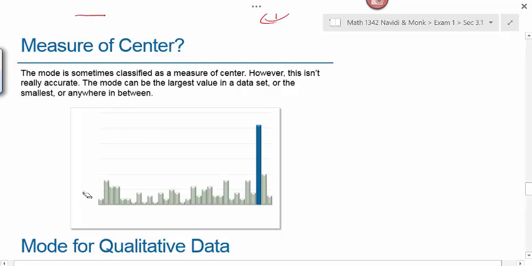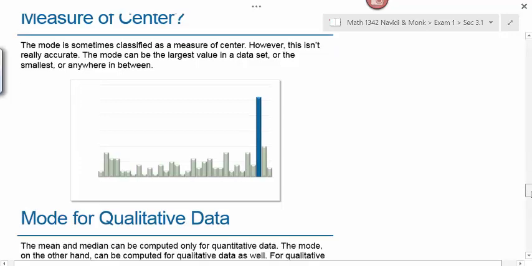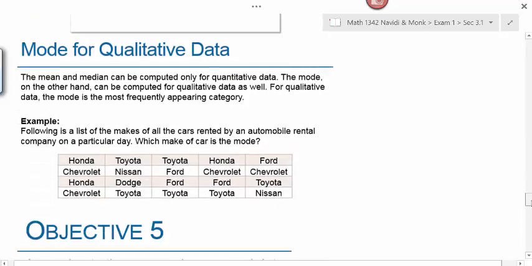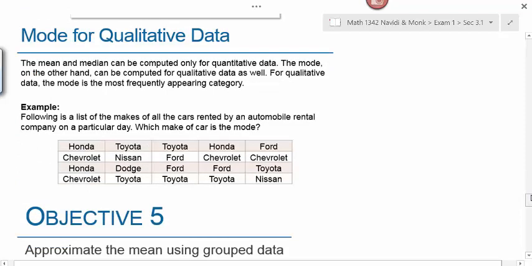Mode can also be used for qualitative data, not just quantitative data, whereas the mean and the median are only used for quantitative data. You have to have numeric data in order to calculate the mean and the median, but modes can also apply to qualitative data. So following is a list of the makes of all the cars rented by an automobile rental company on a particular day. Which make of car has the mode?